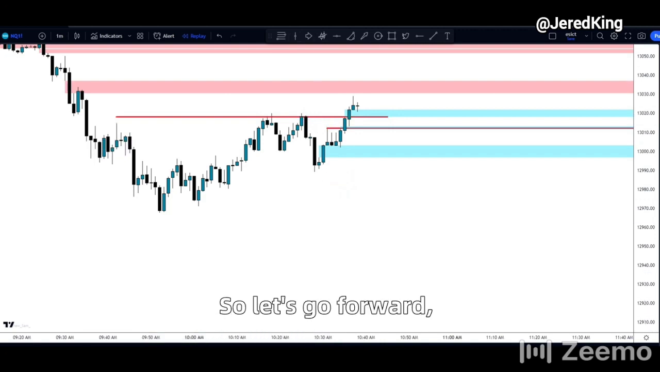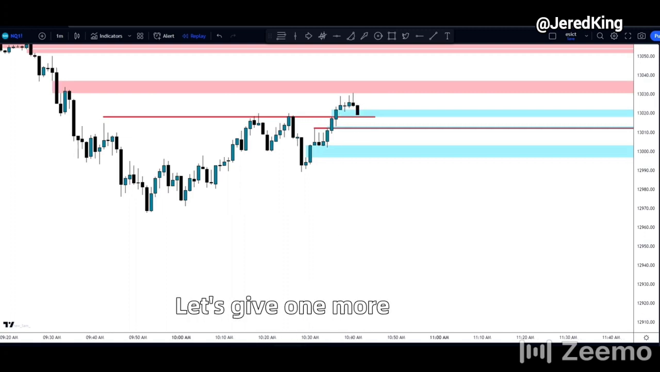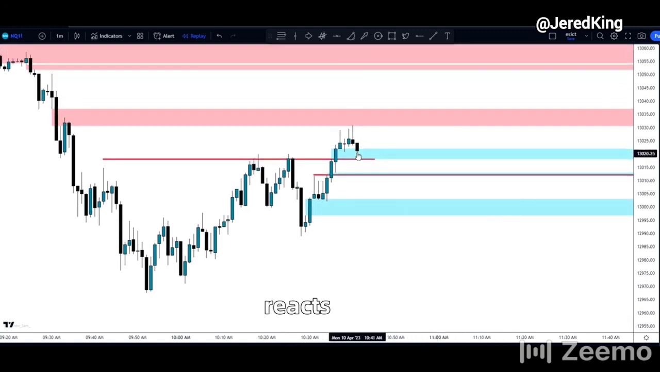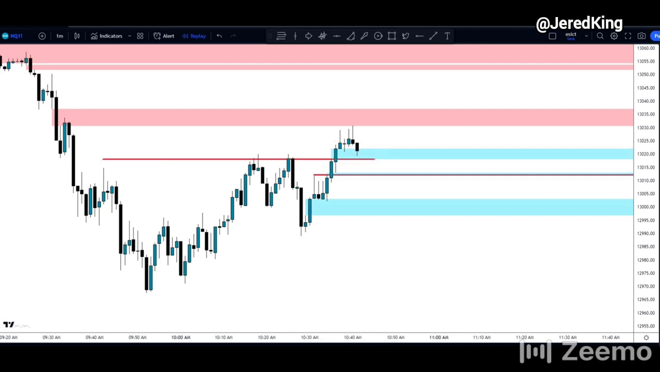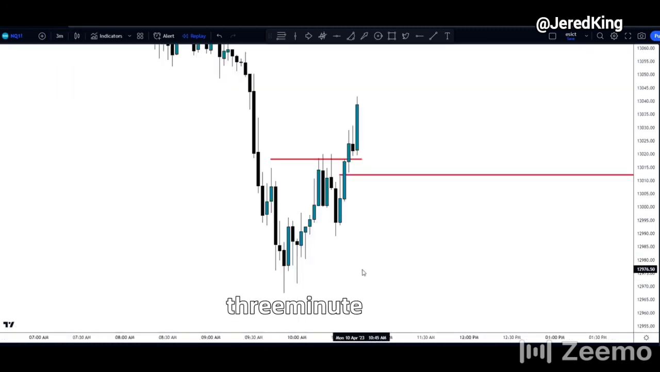So let's go forward. So price dipped down into there. Let's do one more forward. There we go. So now I want to see how price reacts here, and if it goes down and puts in a bullish reaction, I'm going to go long. So there we go. I would go long there, then switch back to the 3-minute chart.